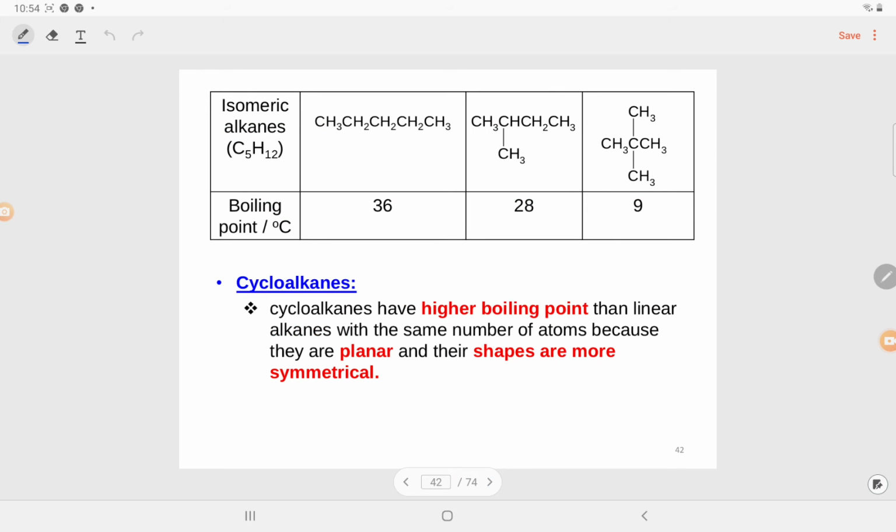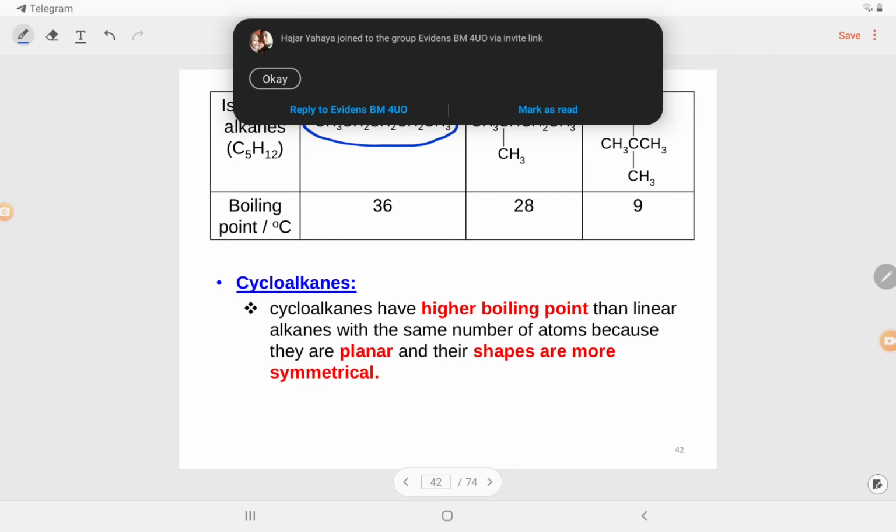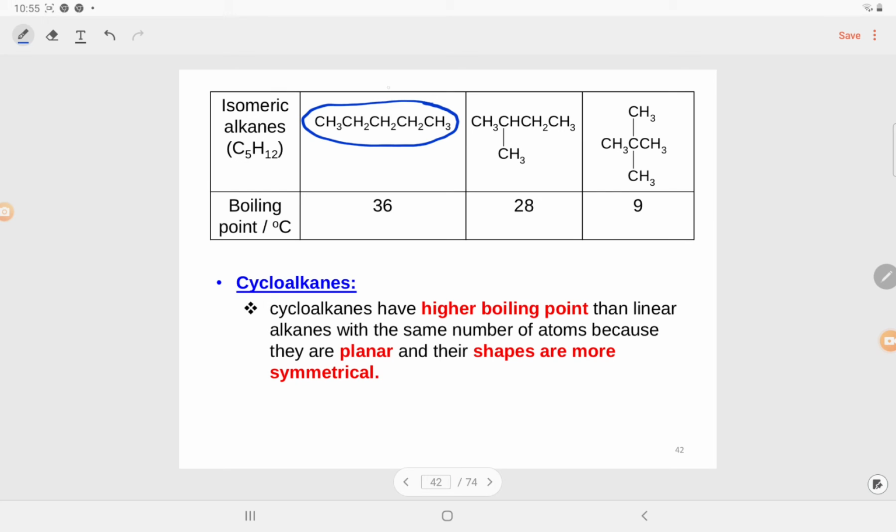So if we compare with an example, first step, calculate the total number of carbon atoms. This is 5 carbon, this is also 5 carbon, and the third also 5 carbon. The difference here is the branch. This has 1 substituent and this has 2 substituents, meaning this compound has more branches. If there is more branching, the surface area is lower and the van der Waals forces are also lower.